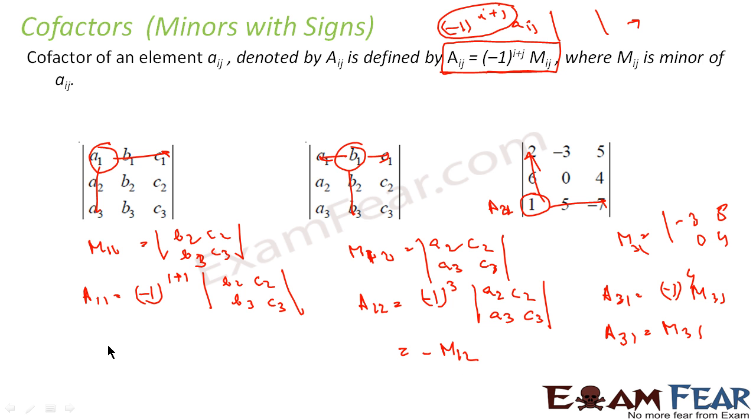In this case, if you see, cofactor will be equal to minor. In some cases the cofactor is equal to minor, in some cases the cofactor is equal to minus of minor, depending on the value of i plus j, whether it is even or odd. So I can say that cofactor is nothing but minor into (-1) to the power i plus j. So it is minor with the signs.